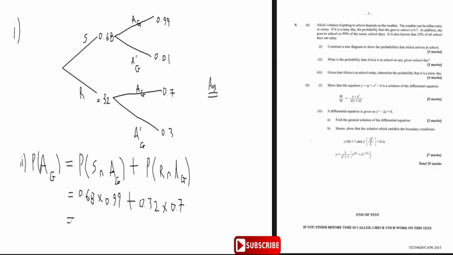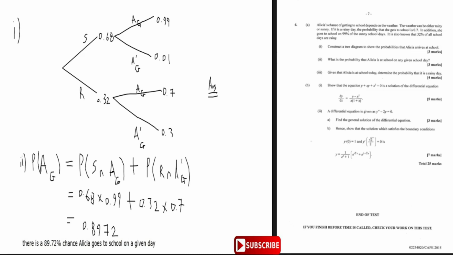0.68 times 0.99 plus 0.32 times 0.7, that's 0.8972. That's the probability of Alicia going to school on any given day. Since they were giving us percentages, we can write there is an 89.72% chance Alicia goes to school. In general, there's an 89.72% chance Alicia goes to school on a given day, whether it is raining or sunny.